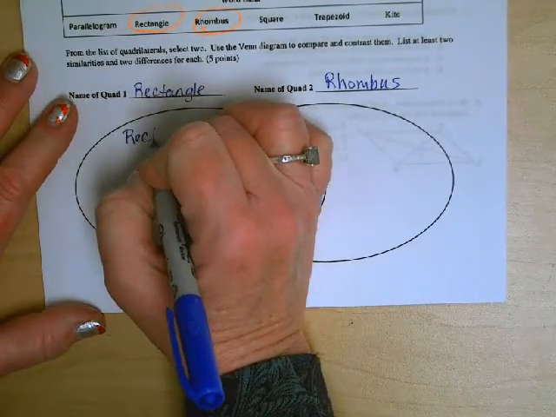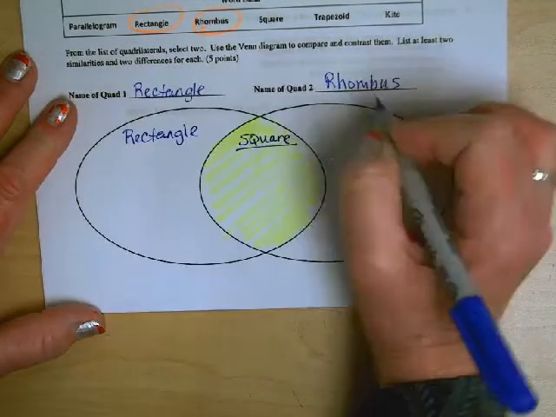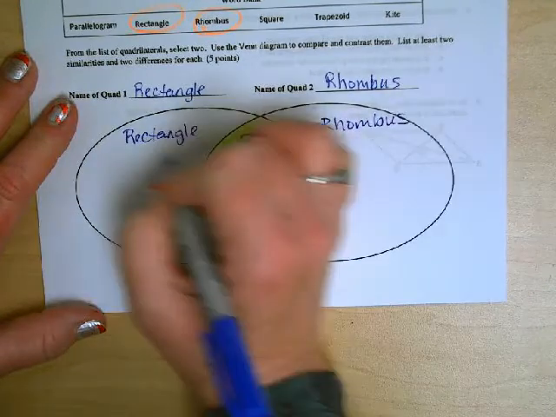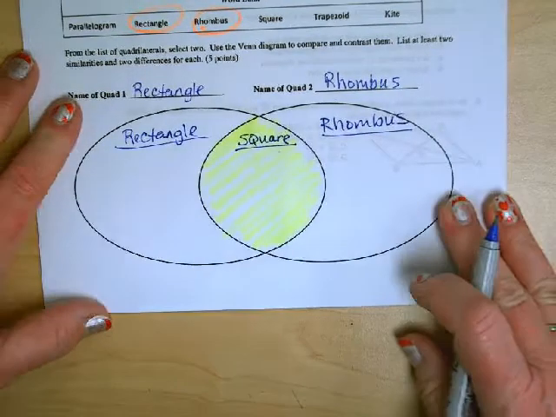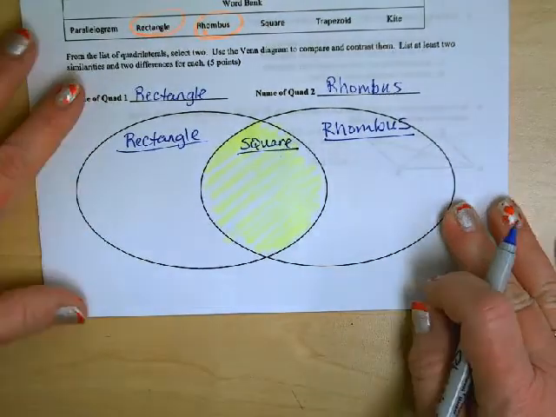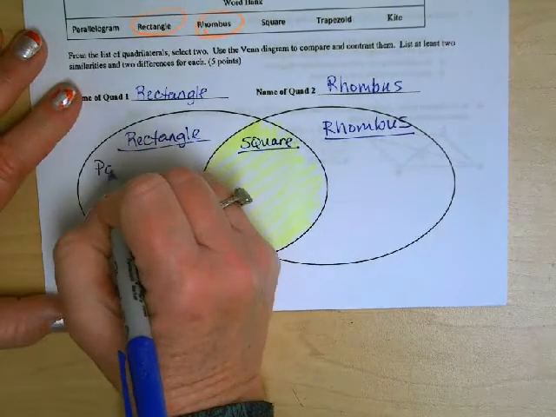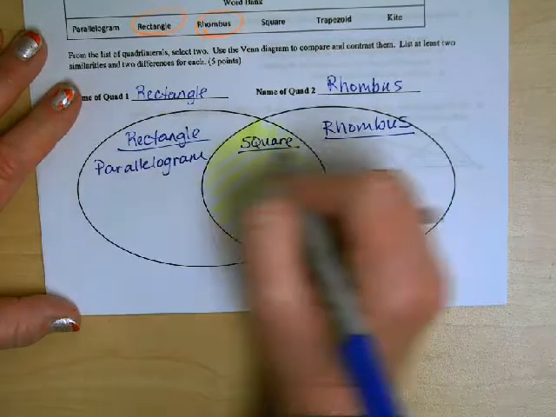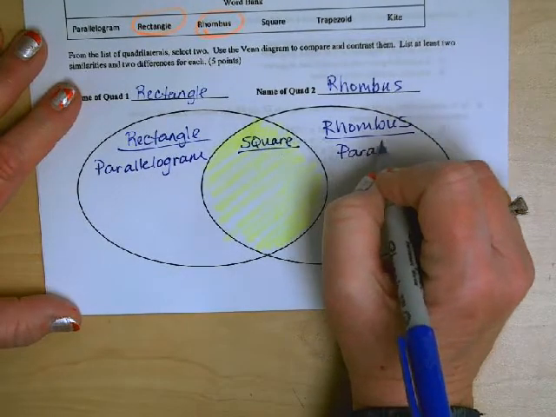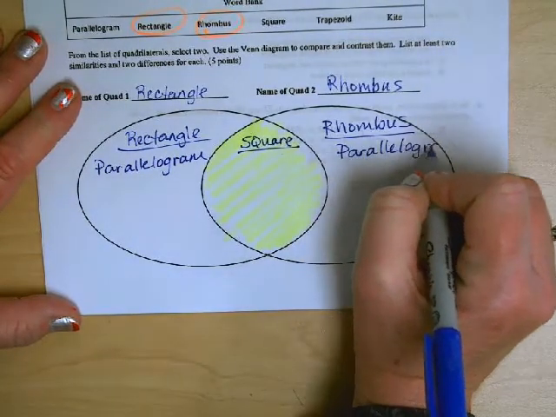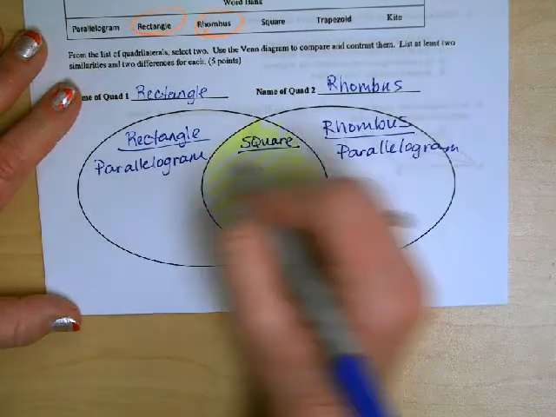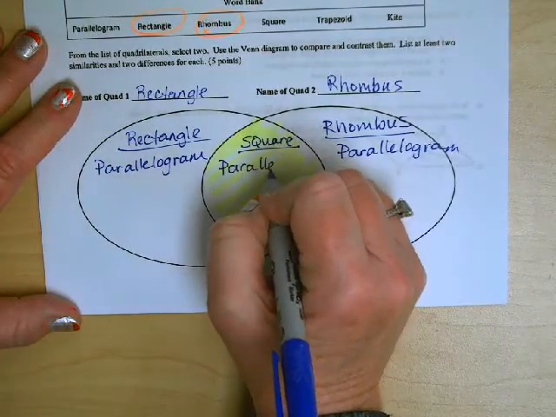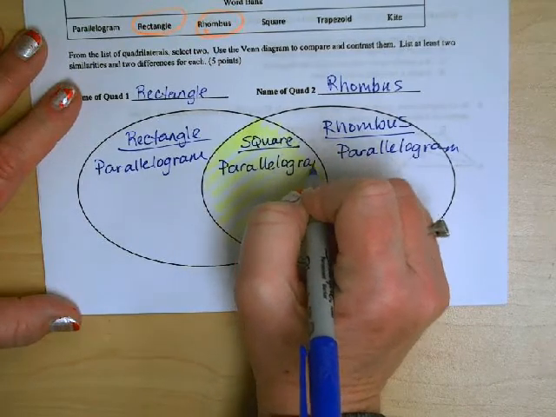So for a rectangle, now we'll put rhombus over here. Well, first of all, I'm going to go quickly. I'd normally have you help me, but they're all parallelograms, right? So a rectangle is a parallelogram, a rhombus is a parallelogram. So if it's both a parallelogram for the rectangle and rhombus, it's a parallelogram also for a square.